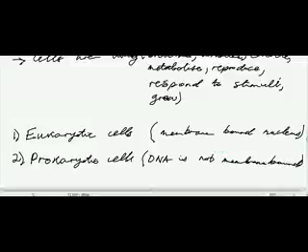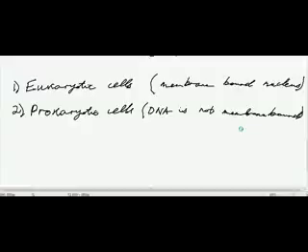These are the two main differences between the cells. One set of cells are eukaryotic, the other ones are prokaryotic cells. Eukaryotic cells are, for example, humans, fungi, that is mushrooms, protists, other animals, and insects.